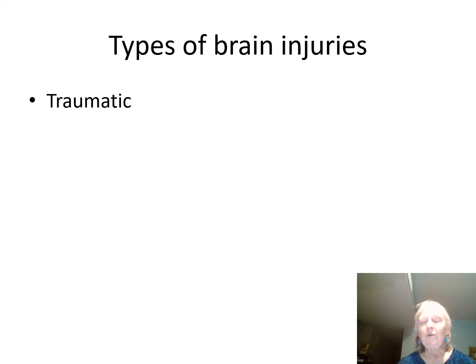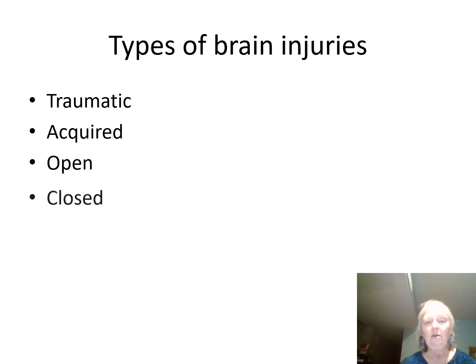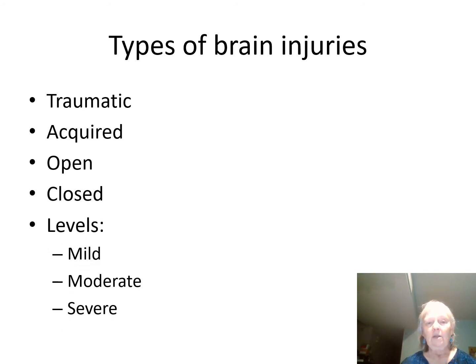So different types of brain injuries: traumatic, acquired, open, closed, and different levels, mild, moderate, or severe. It's interesting that some people will end up with brain injuries. We have a friend of ours who has had like 2 or 3 major brain injuries, and his physician has basically told him, another one, you're probably not going to make it through.